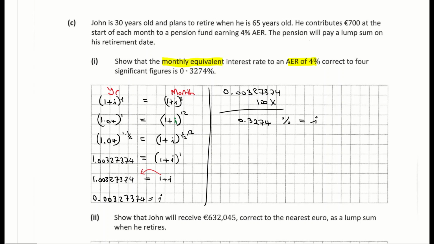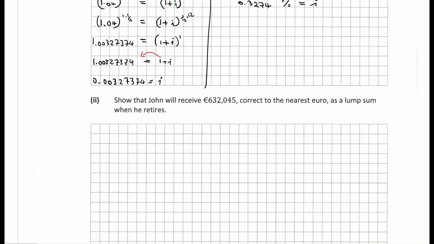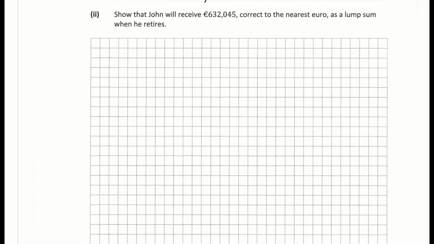Moving down then to part 2, we need to use that equivalent rate, I presume, and show that John will receive €632,045 correct to the nearest euro as a lump sum when he retires. Okay, so let's see what's happening here. So he's lodging, what, €700 every month? So let's set up a sequence of payments for John. So he's lodging €700 to an interest rate, so 1 plus I to the power, and what power are we putting here? It's 35 years, and we need to multiply that by 12 months because he's doing it per month, which is 420 installments. And he is saying that he is lodging the money at the start of each month. So yeah, it's 420 installments.